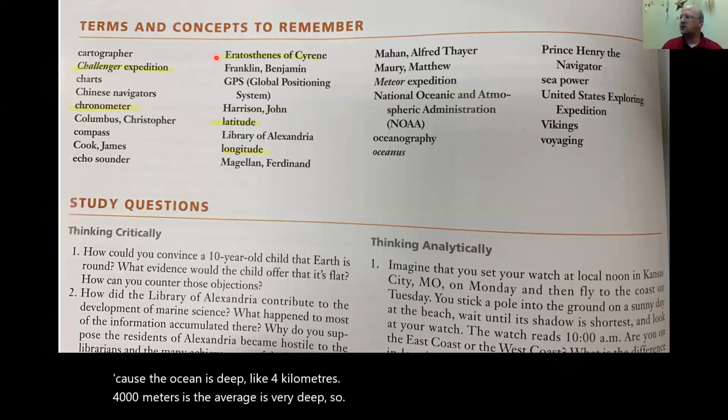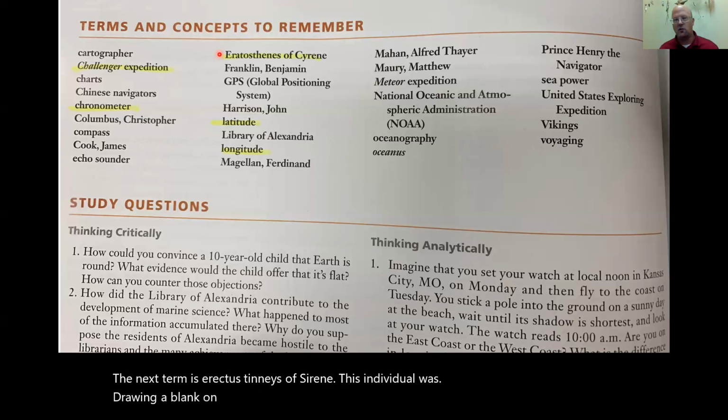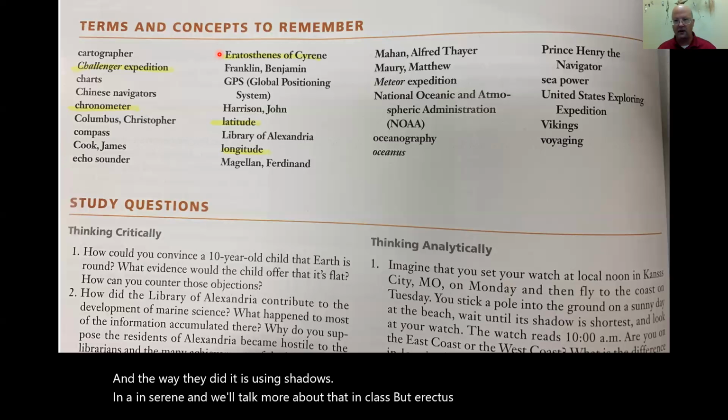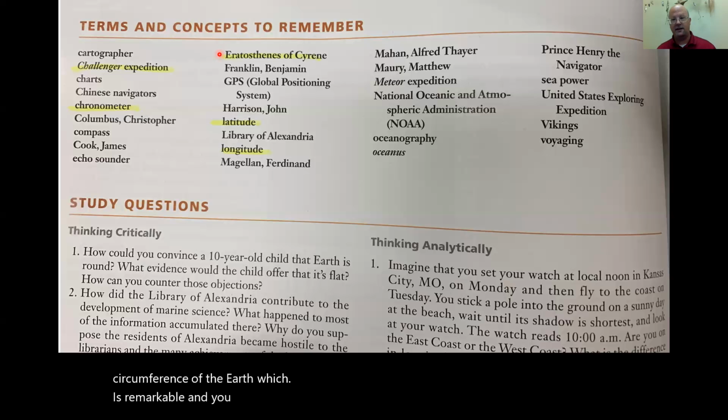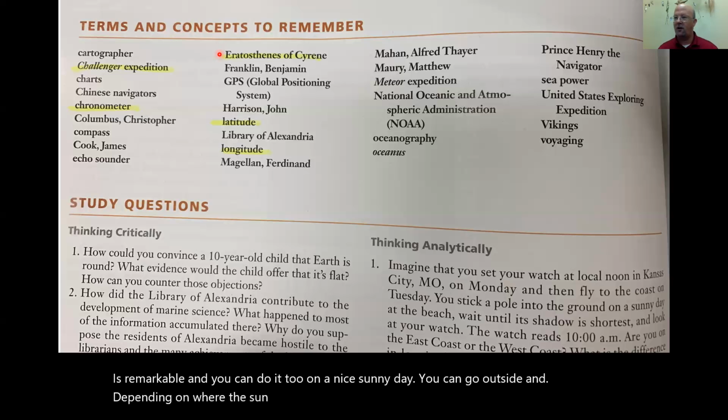So the next term is Eratosthenes of Cyrene. This individual was, drawing a blank on the time, the first individual to accurately estimate the size of the Earth. And the way they did it is using shadows in a well in Cyrene. And we'll talk more about that in class. But Eratosthenes was a librarian who was very interested in information and was the first person to calculate accurately the circumference of the Earth, which is remarkable. And you can do it too. On a nice sunny day, you can go outside and, depending on where the sun is, you can figure out how big the Earth is.